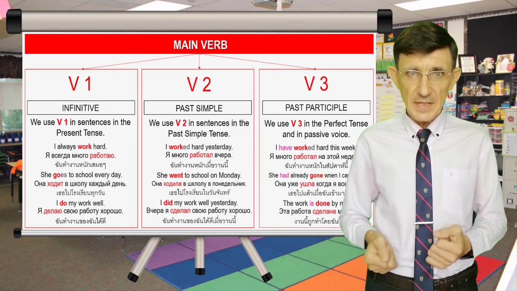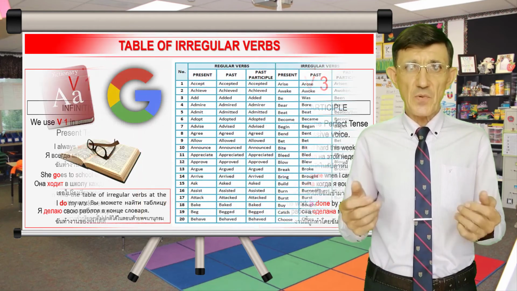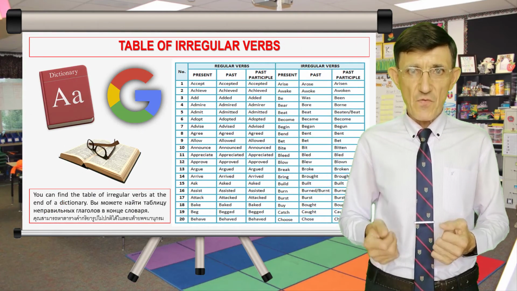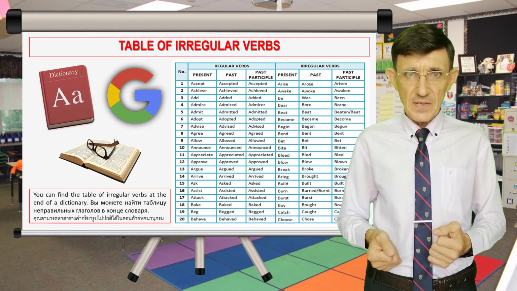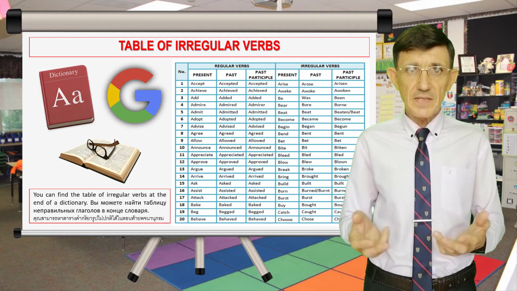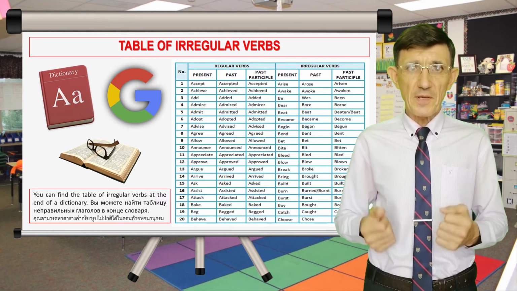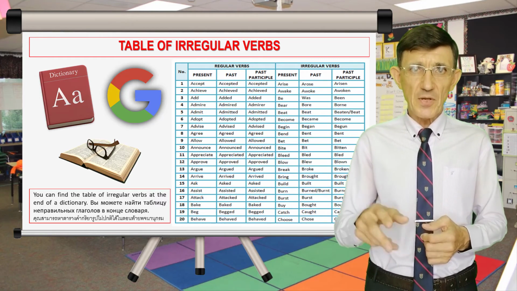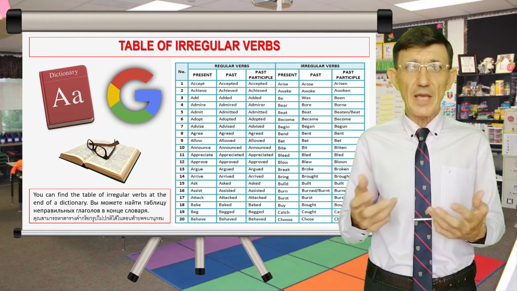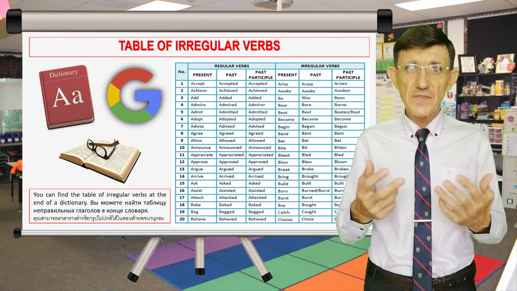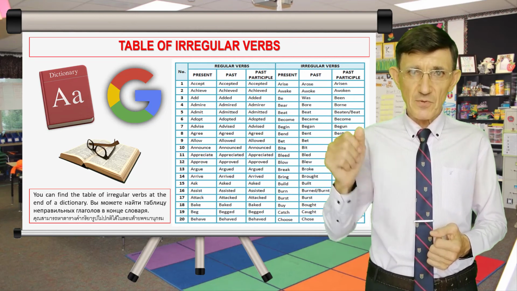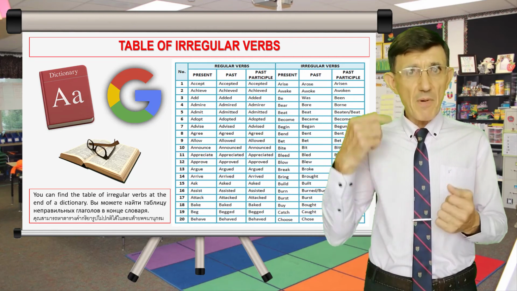And in the last slide, we see that we can find all the three verb forms either in the table of irregular verbs at the end of a dictionary or in Google. Just type do three forms, for example, and Google will give them to you. Then write all those three forms in your exercise book and memorize them.